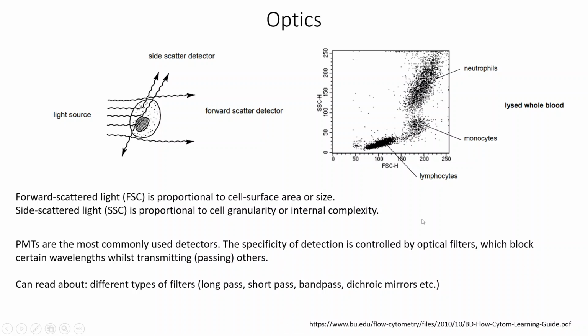So using these different combinations of filters and mirrors, you can define what light is exciting your sample and what light that is being emitted is being correctly and accurately detected by your detectors. Okay. And then you will get your output, which will look like this.